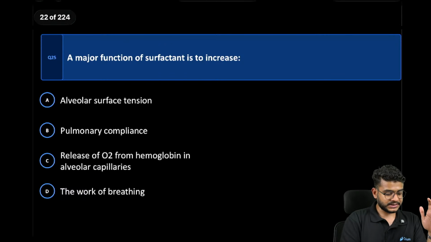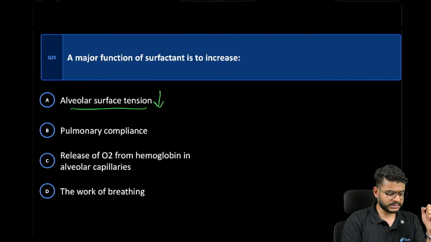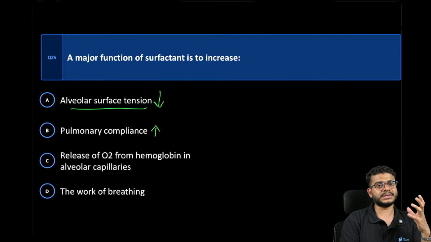A major function of the surfactant is to increase. Is it the alveolar surface tension? No, the surfactant decreases the alveolar surface tension. Pulmonary compliance, stretchability. The surfactant reduces the collapsing tendency of the lung, so the lung can be stretched easily. So it increases the pulmonary compliance. Compliance is nothing but the stretchability of the lung.